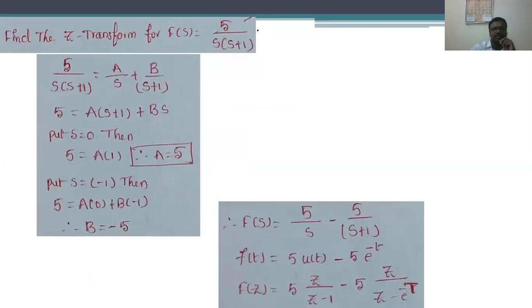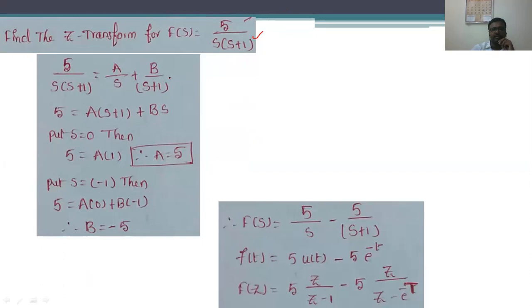So here is the next question: find the Z transform for F of s is equal to 5 divided by s into s plus 1. In this particular equation, we are able to find two roots, that is s is equal to 0 and s is equal to minus 1.